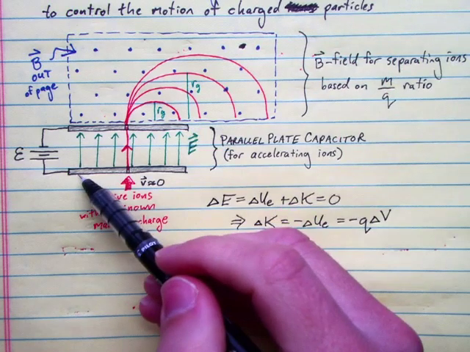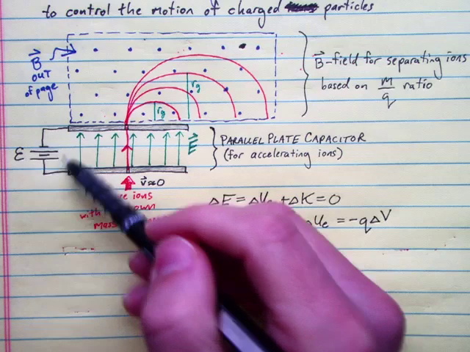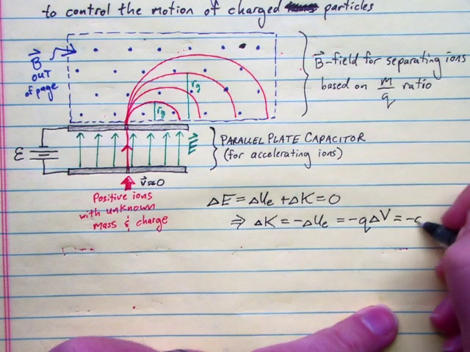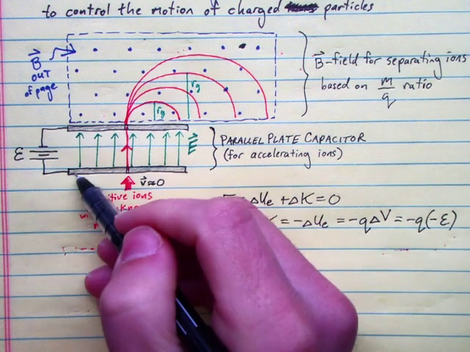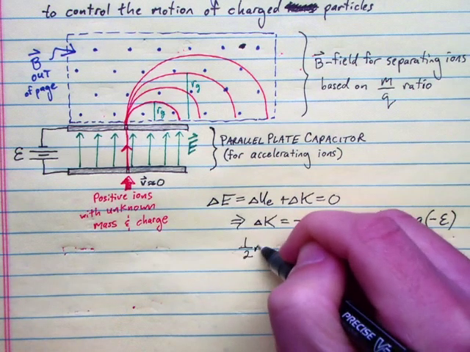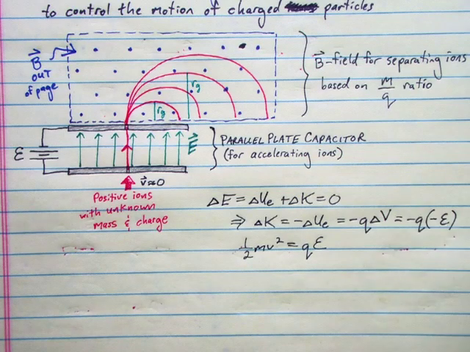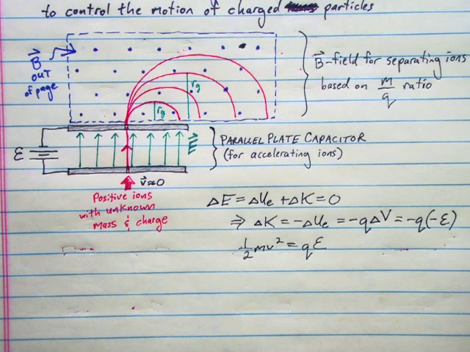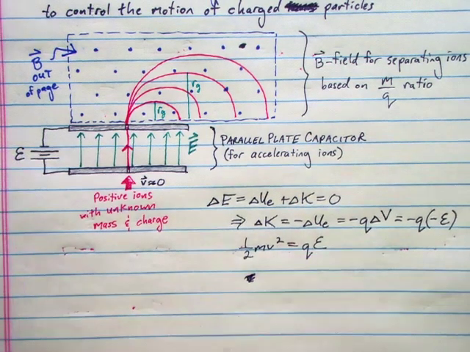Well, here's our high potential plate. Here's our low potential plate based on the orientation of our battery here. So the delta V that they're going through will just be the opposite of the EMF. They're going from high potential to low, so the delta V is negative here. So the change in kinetic energy, 1/2 m v squared, will be equal to the charge of each ion times the EMF that we're pushing it through here. Okay, let's just leave that as it is for the moment.